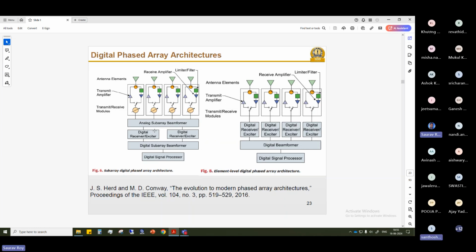What do you think? Using a DAC? No, a DAC is required anyway, whether you switch or not. A digital to analog converter is required for any signal. But I am saying, how do you change the phase of this antenna? We generally want to feed these antennas with phase shifters.